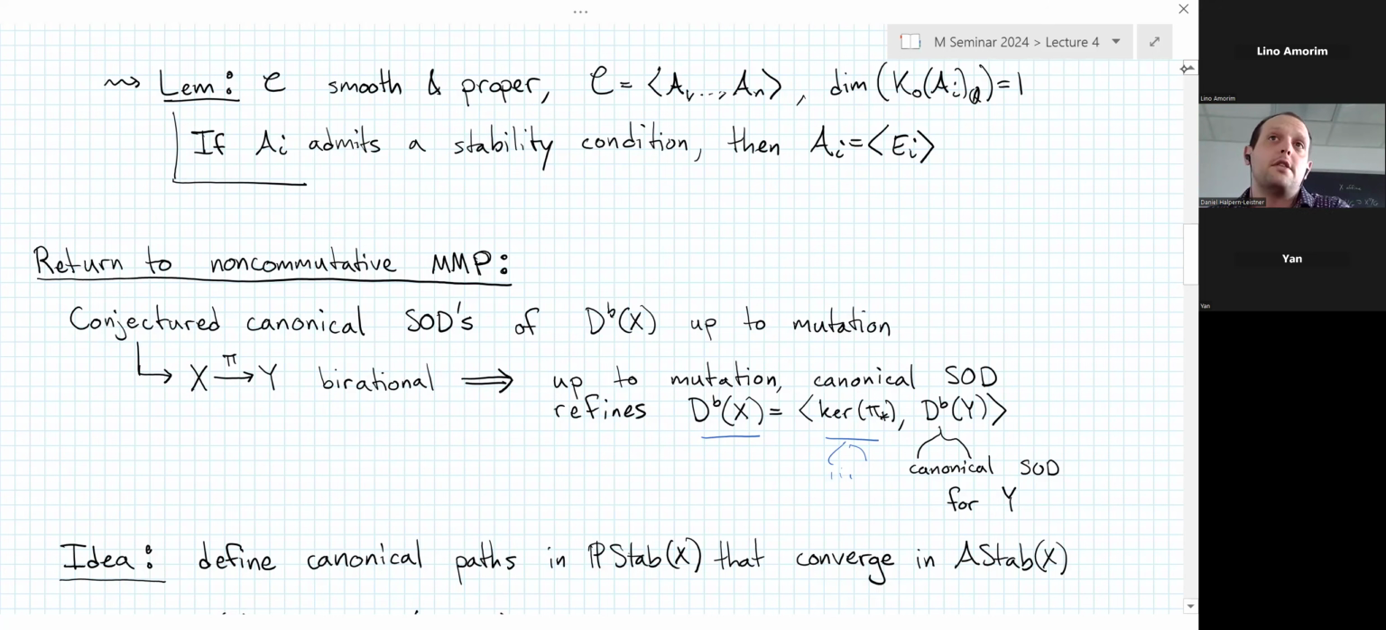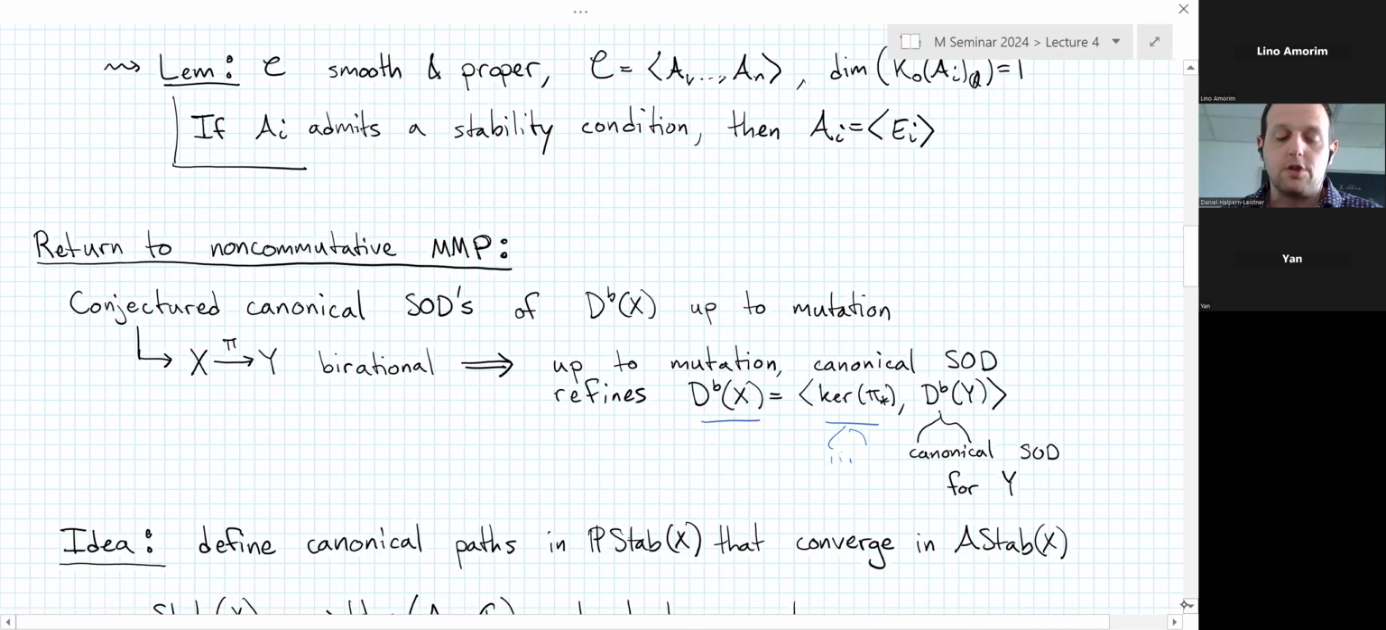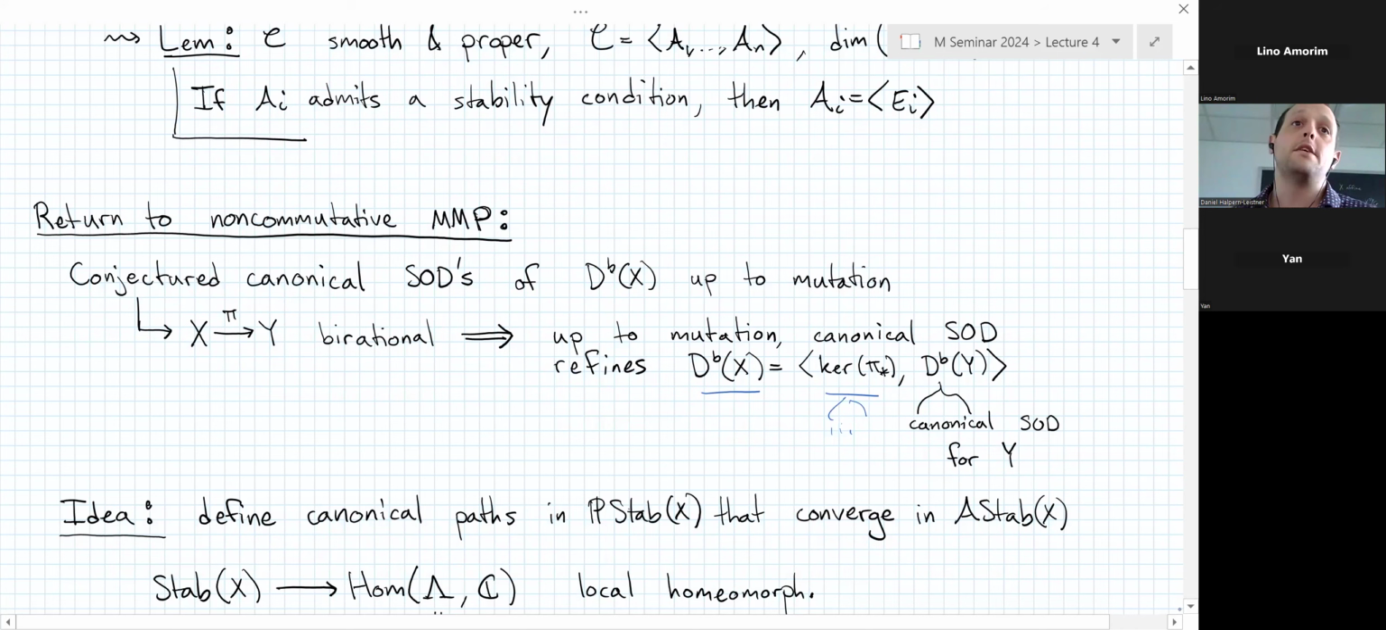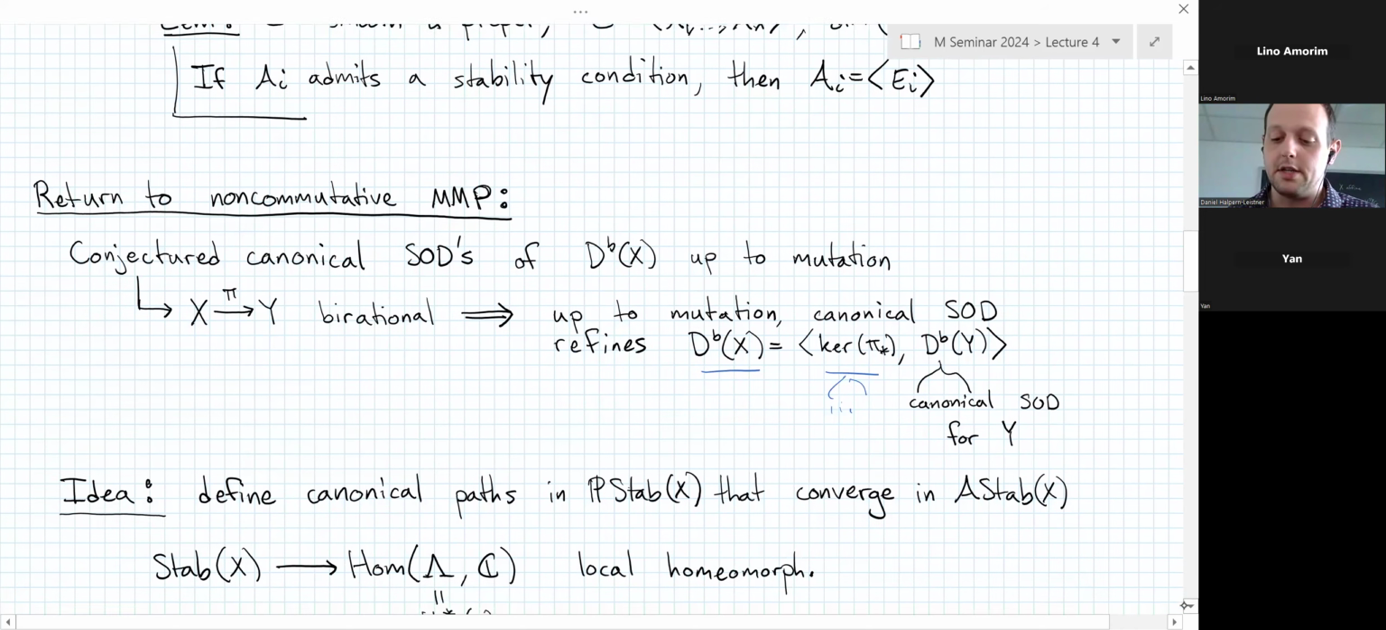You might conjecture that varieties have canonical SODs, but now there's a slightly more concrete way to say it, which is that you're looking for canonical paths in the stability manifold, and those paths alone will give you the semiorthogonal decompositions.